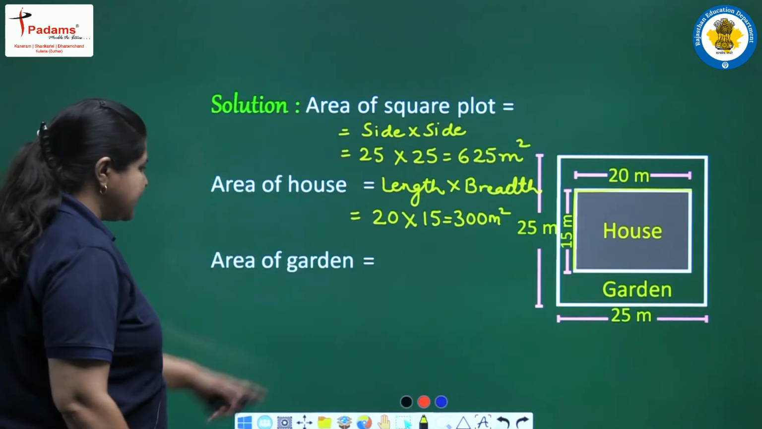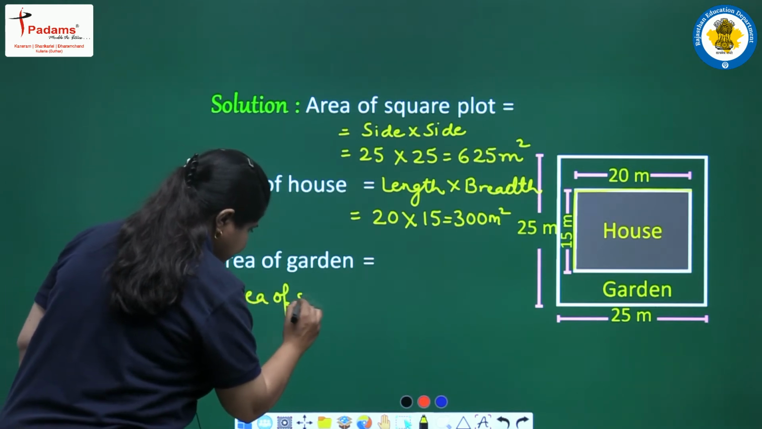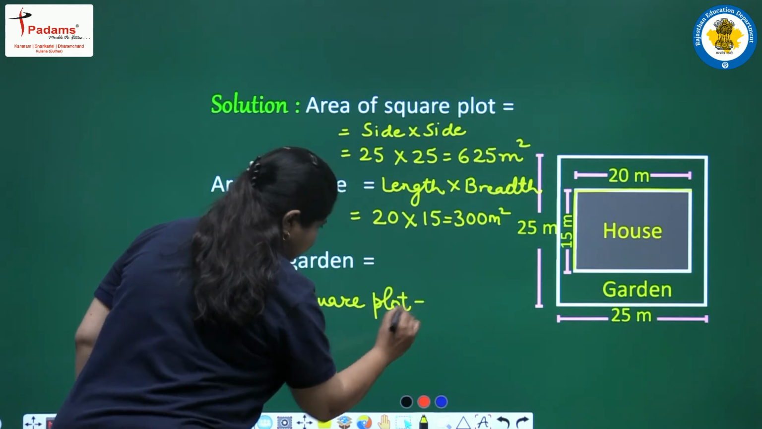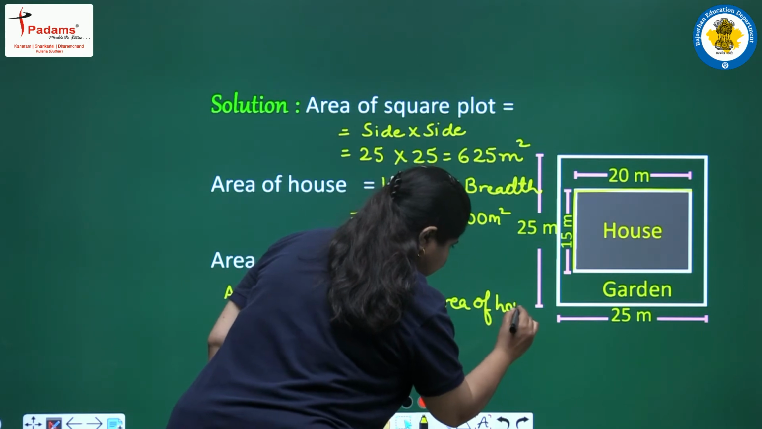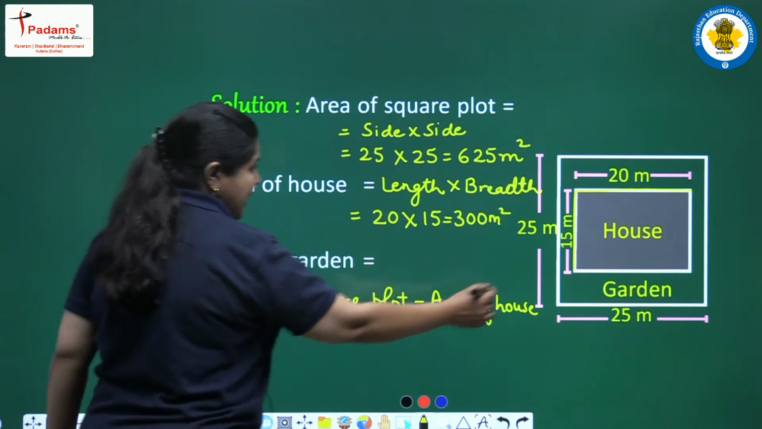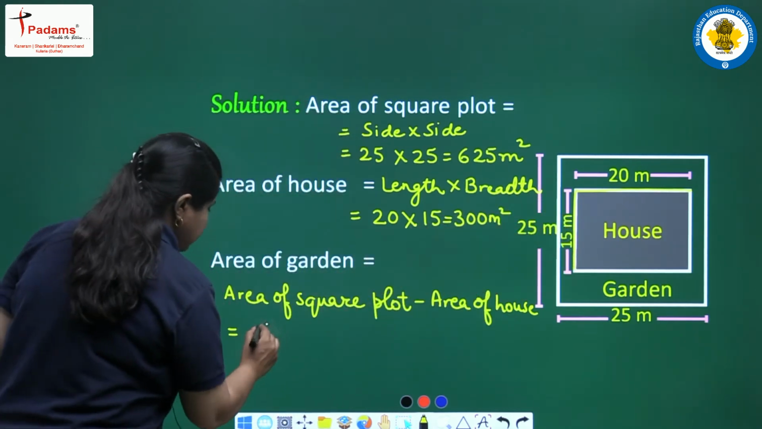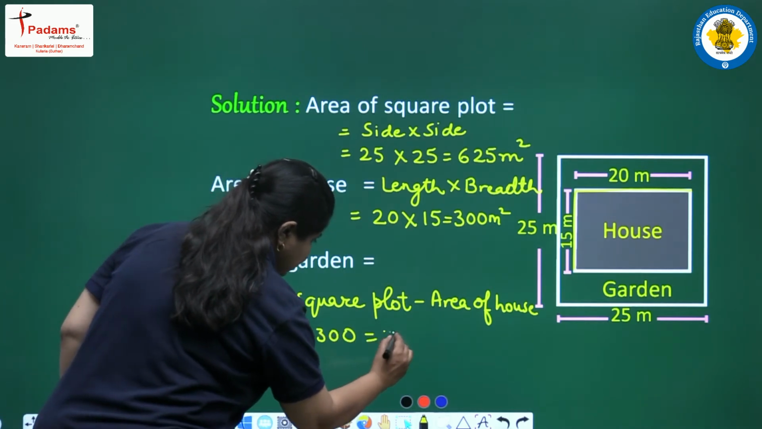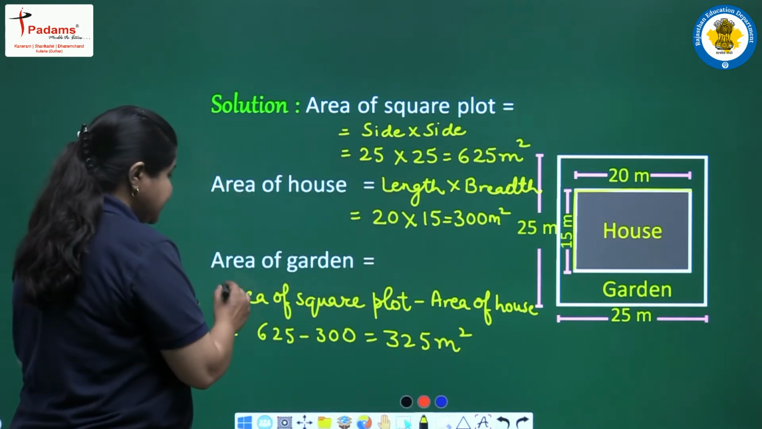And now area of garden, it will be equal to area of square plot minus the area of house. ये दोनों एरियाज सब्ट्रैक्ट करेंगे. You can always connect with the figure. एरिया ऑफ स्क्वायर प्लॉट निकालेंगे और फिर एरिया ऑफ हाउस और फिर दोनों को सब्ट्रैक्ट करेंगे. दिस विल बी इक्वल टू 625 minus 300. This will be equal to 325 मीटर स्क्वायर. ये हमें मिल गया गार्डन का एरिया.